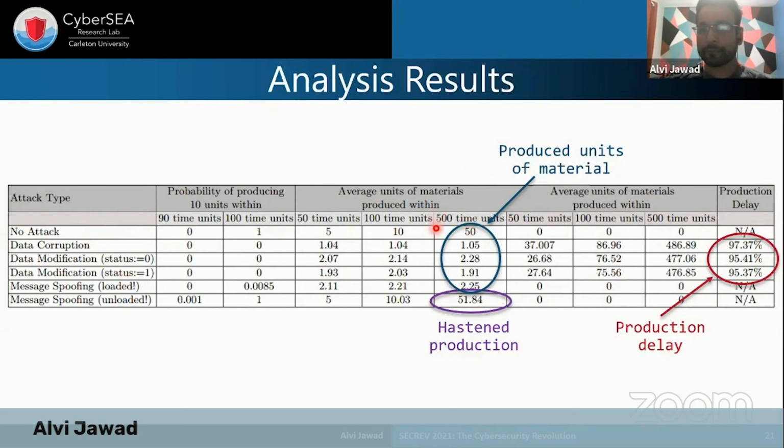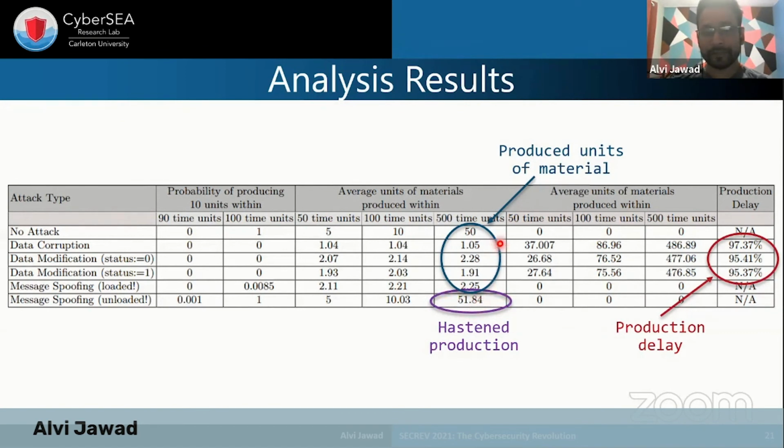As you can see, within 500 time units in the normal case, we should have 50 materials being produced. But with data corruption and data modification attacks, which are all tampering attacks, we will have an infinite delay on the system as soon as it is compromised, so we can't even produce 3 materials. So we have a production delay of over 95% in all cases. Message spoofing attacks result in similar impact, but they don't produce delays, but rather lead the system to a deadlock.